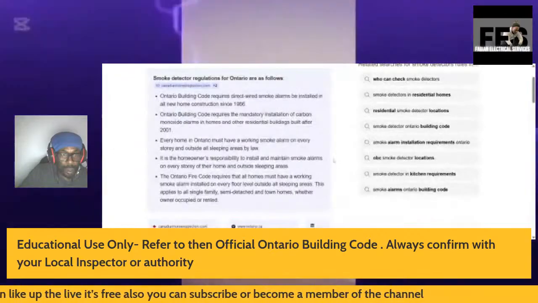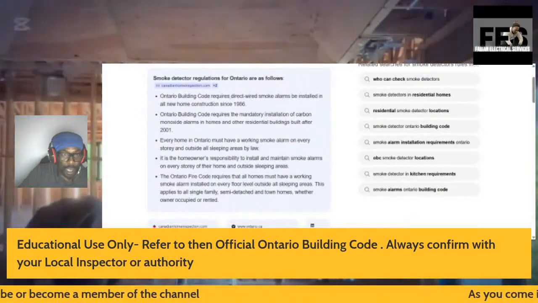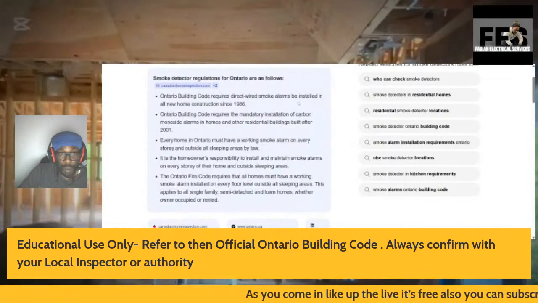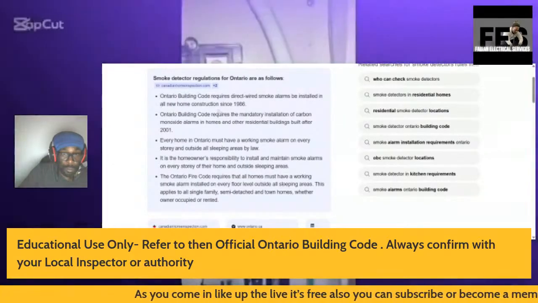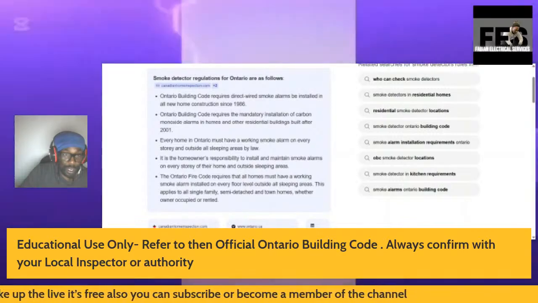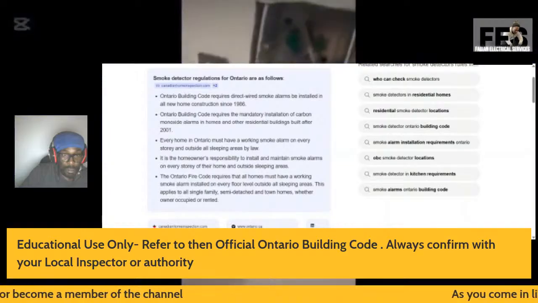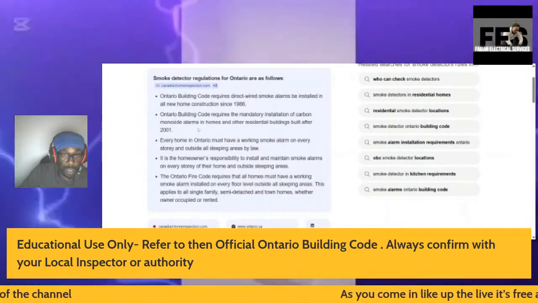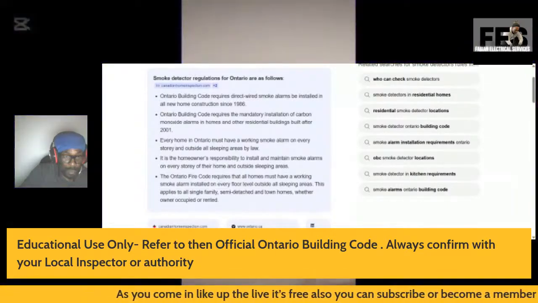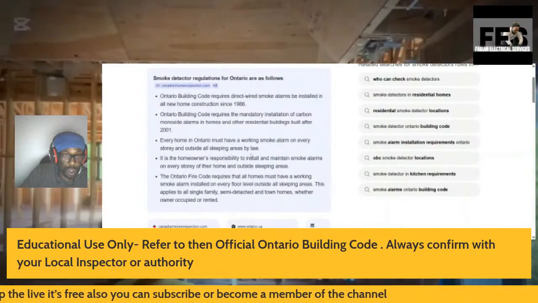So again, this is just a rule. Smoke detector regulations for Ontario are as follows. Ontario building code requires direct wire smoke alarms be installed in all new home construction since 1986. Ontario building code requires mandatory installation in buildings built after 2001. Every home in Ontario must have a working smoke alarm on every story and outside all sleeping areas by law.